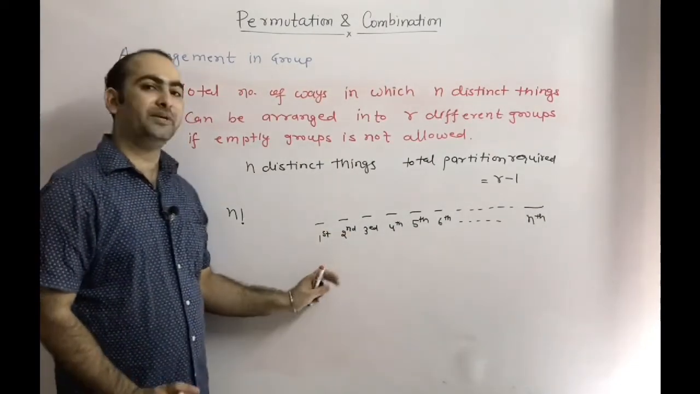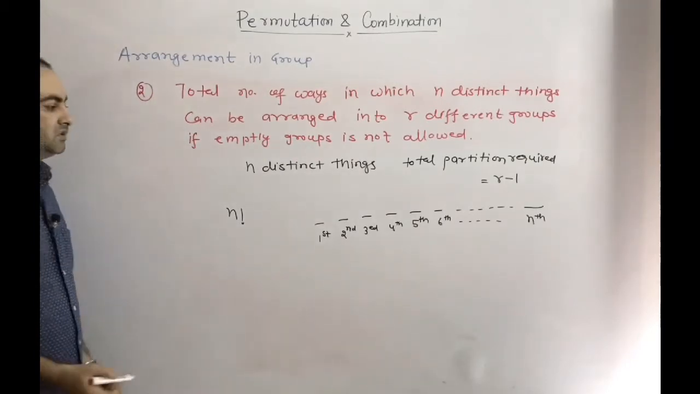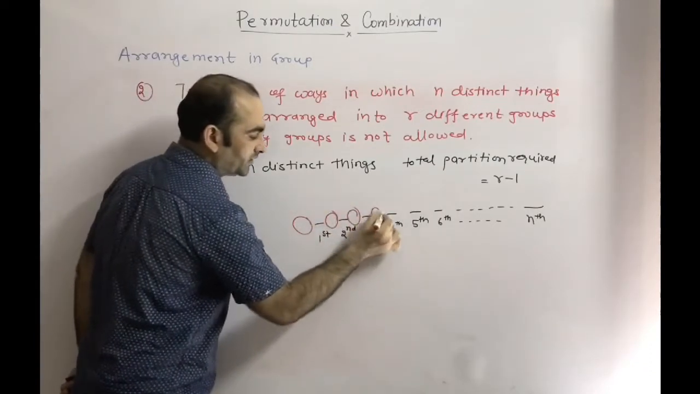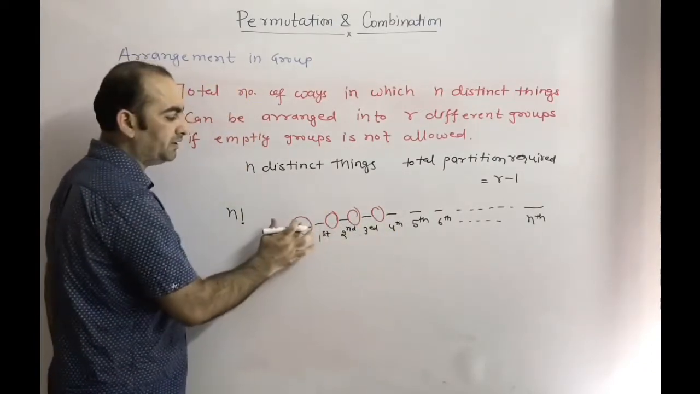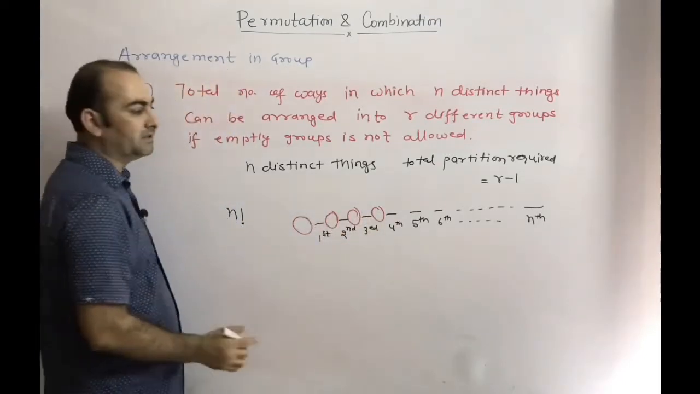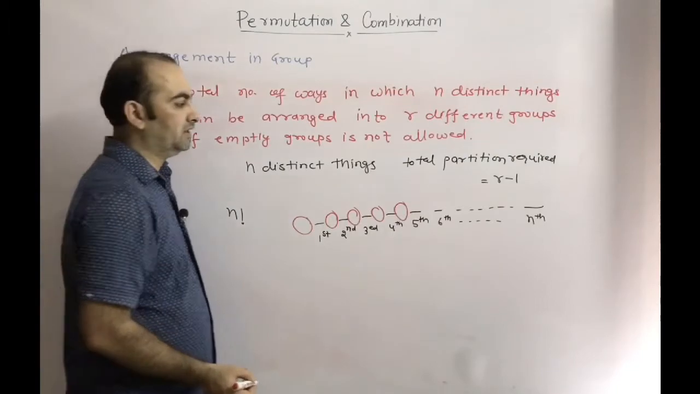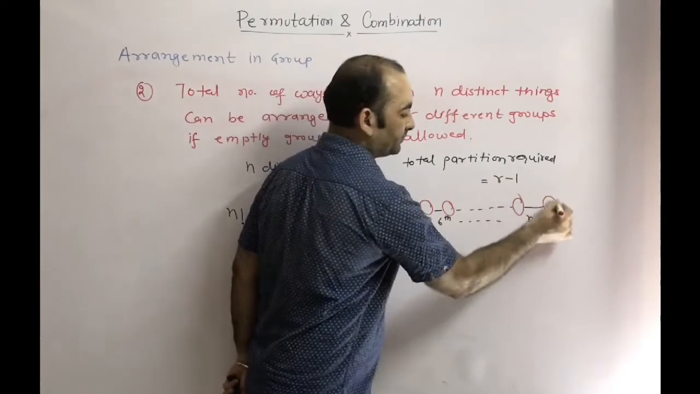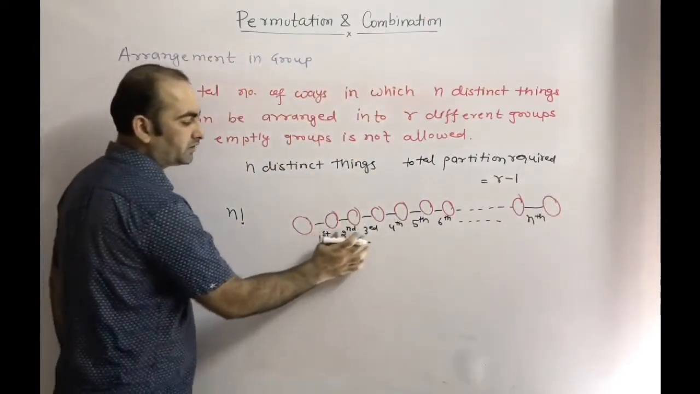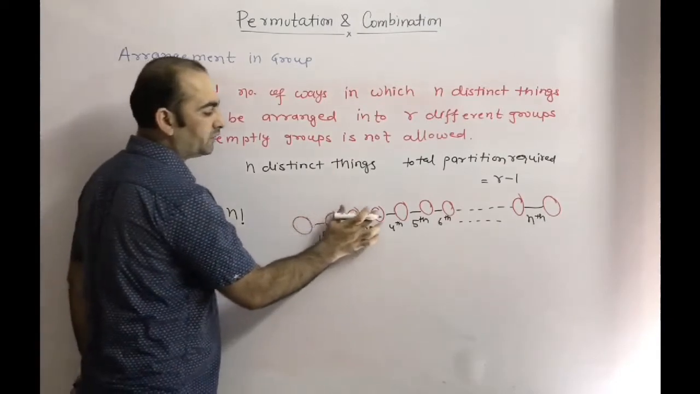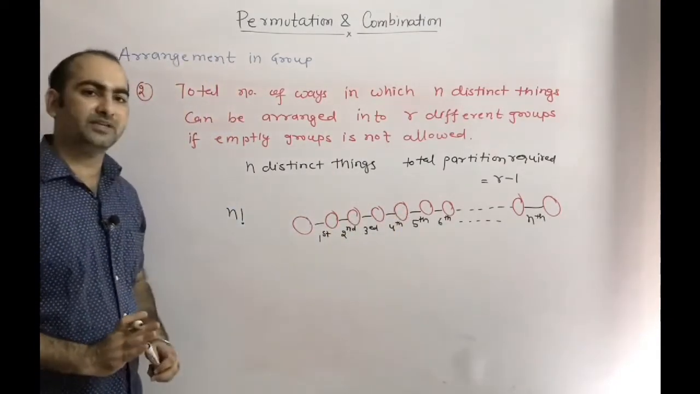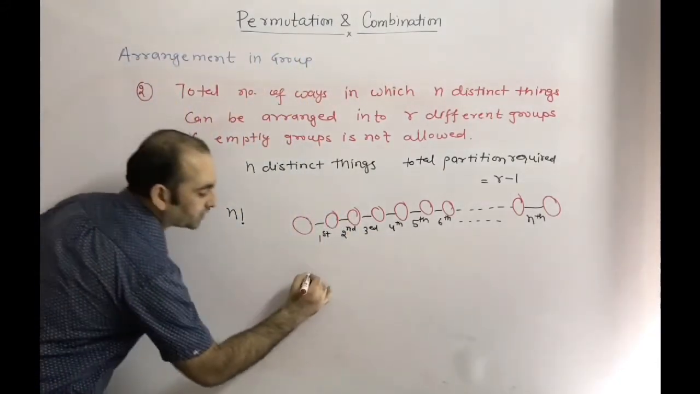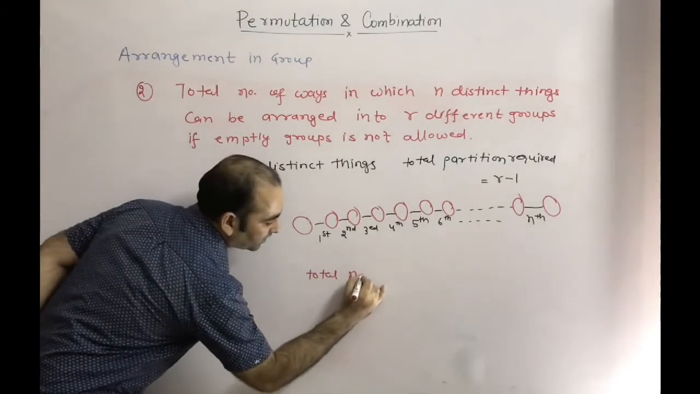Now between n things, how many gaps are there? If we count gaps, we have first gap, second gap, third gap, fourth gap. If you take three things, there are 4 gaps. If you have four things, there are 5 gaps. If we have n things, there are n plus 1 gaps. So we have total n plus 1 gaps.